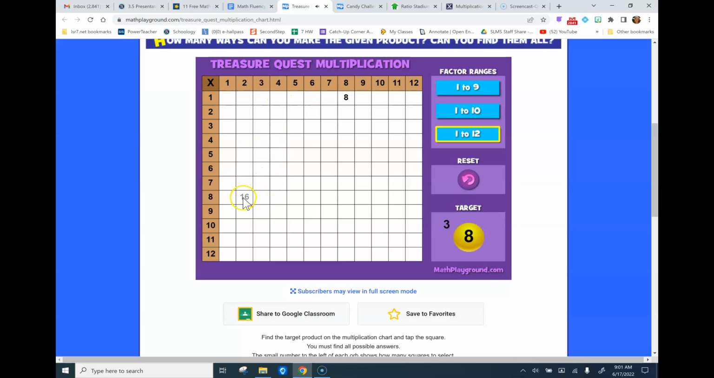Oops, and you can make mistakes, and that's what happens. So it doesn't fill in. If I make a mistake, it will show up there, but then it will go, nope, that doesn't work. So 2 times 4. Sorry, got distracted. So then you can see the different ways, and it can be either direction. So it can be both 2 times 4 and 4 times 2. So that's Treasure Chest Quest multiplication.